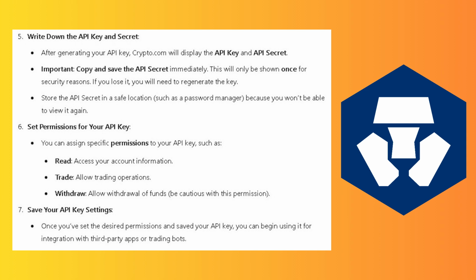Set permissions for your API key. You can assign specific permissions to your API key, such as read, access your information; trade, allow trading operations; withdraw, allow withdrawal of funds. Make sure your API key settings are correct. Once you have the desired permissions and saved your API key, you can begin using it for integration with third-party apps or trading bots.